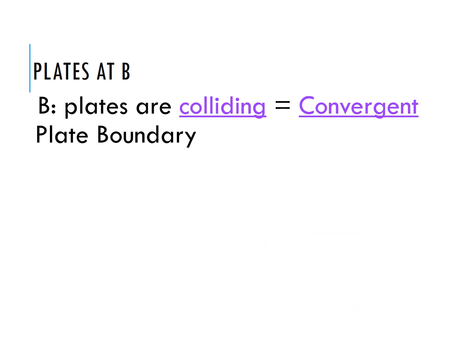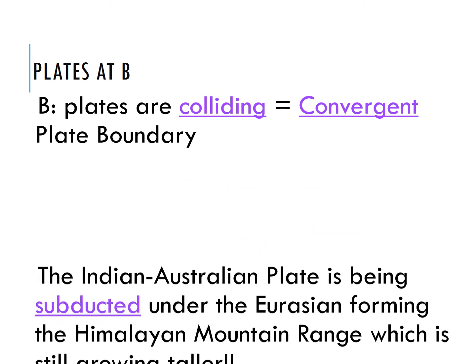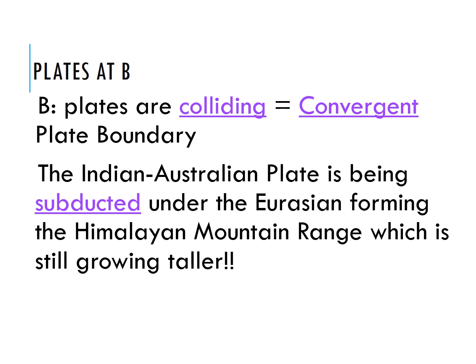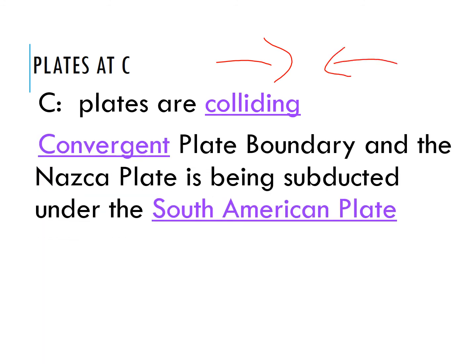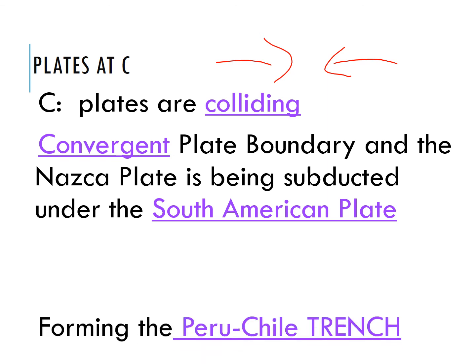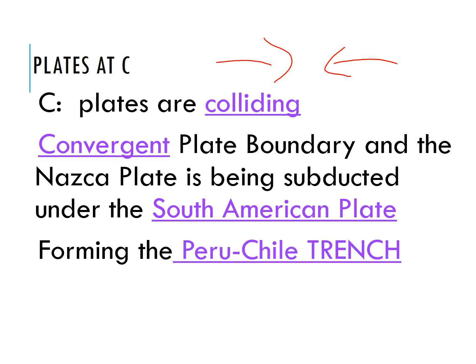At plate B, they're colliding together, so it's a convergent plate boundary. The Indian-Australian plate is being subducted underneath the Eurasian, forming the Himalayan mountains, which are going to continue to grow taller and taller as those plates are colliding into one another. Again, at plate C, they are colliding, so it's a convergent plate boundary. The Nazca plate is being subducted or pushed back down into the mantle underneath the South American plate. This is forming the Peru-Chile Trench.